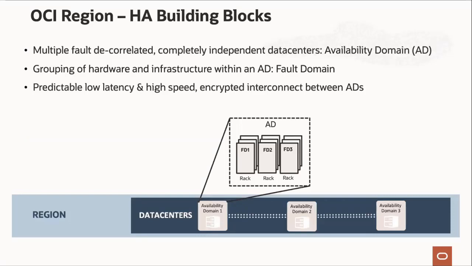And fault domain is just an added aspect of that. Within your AD as well, there are separate groupings of hardware. So if you want to deploy your infrastructure, you can narrow it down and be very specific on even which fault domain and which availability domain you would like to deploy your resources to. It really enables you to achieve that high availability and helps with disaster recovery.